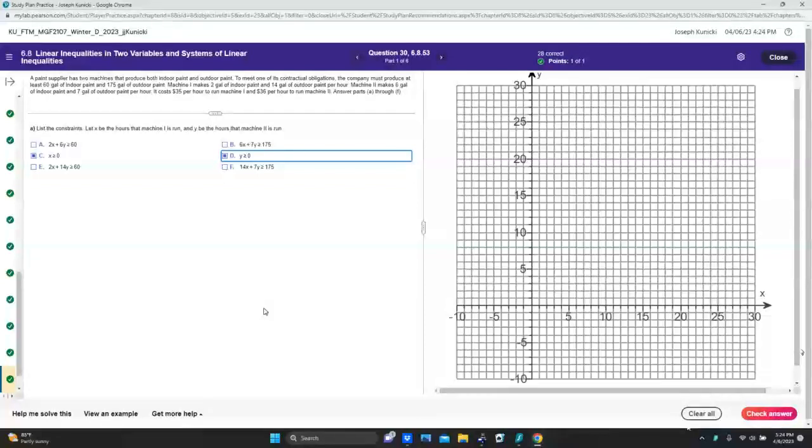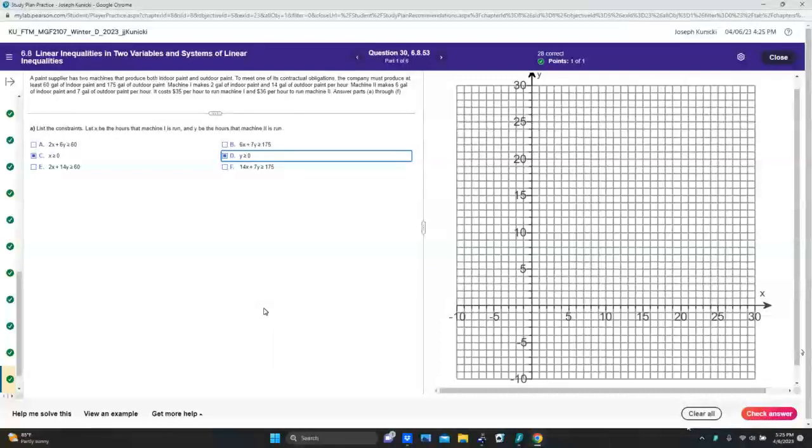So for the 60 gallons of indoor, I would get 2 gallons from machine 1, so that's 2x, and I would get 6 gallons from machine 2, so that's 6y for every hour. So 2x plus 6y is greater than or equal to 60. That's for the indoor. So they told me there's at least 60 gallons of indoor, and I get 2 gallons from machine 1 and 6 gallons from machine 2 for every hour. So that's 2x plus 6y.